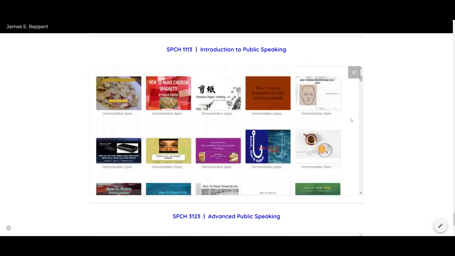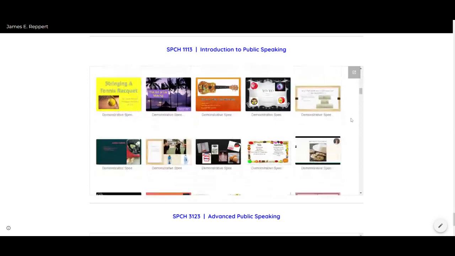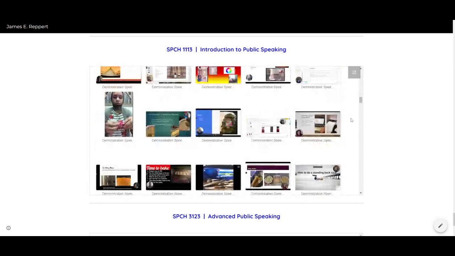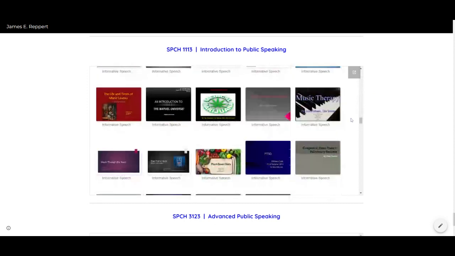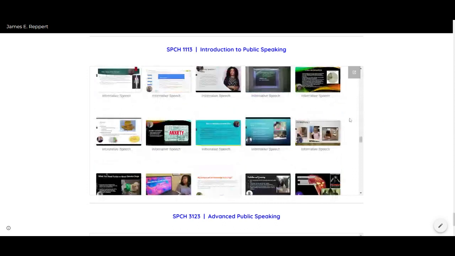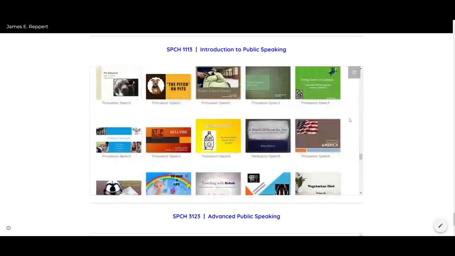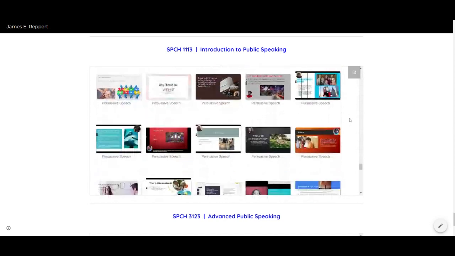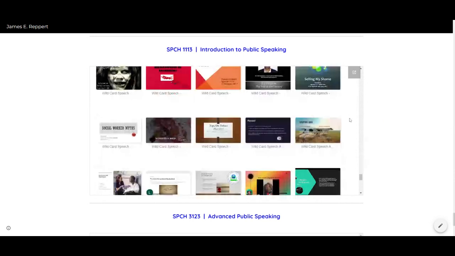But within the window at my website, which is available, again, on page 4 of the syllabus, representative examples of outlines from demonstrative speeches, demonstrative speech videos, informative speeches, informative speech videos, persuasive speeches, persuasive speech videos, and wildcard speeches and wildcard speech videos are all available to watch. Not everything that you do in this course is going to be posted on my website or on my YouTube channel, but representative examples will.